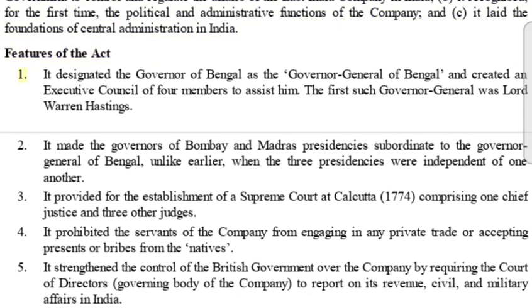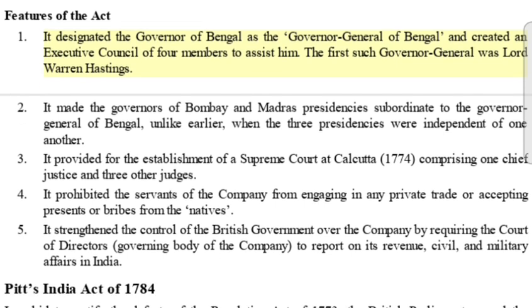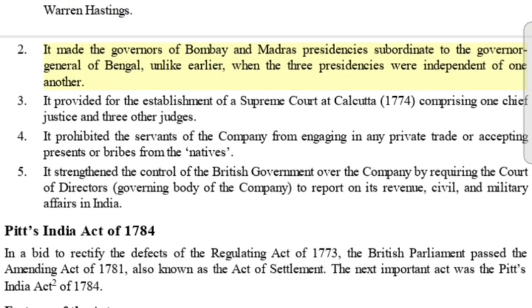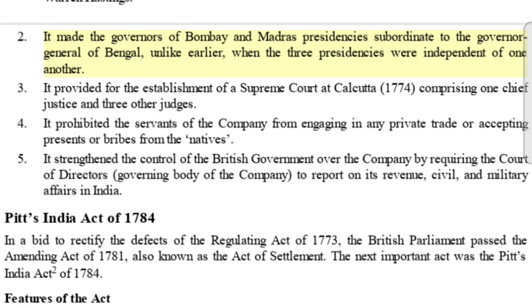Features of the Act. 1. It designated the Governor of Bengal as the Governor-General of Bengal, and created an executive council of 4 members to assist him. The first such Governor-General was Lord Warren Hastings. 2. It made the governors of Bombay and Madras presidencies subordinate to the Governor-General of Bengal, unlike earlier, when the 3 presidencies were independent of one another.